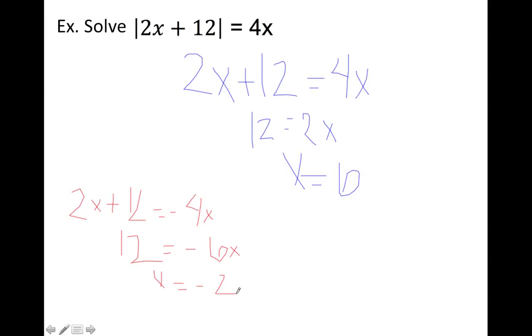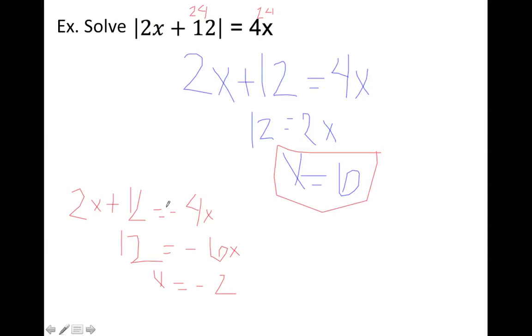Okay, then we got to check for our extraneous solutions. So we got to plug 6 and negative 2 back in. So if we plug in 6, we get 2 times 6, which is 12, plus 12, and we get 24. I'll write that up here to help us. And we also got to plug it in on the right-hand side because we have x over here, and 4 times 6 is also 24. So this one checks out. So x equals 6 is good.